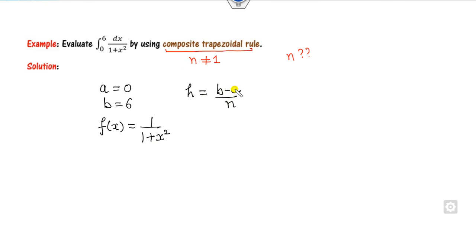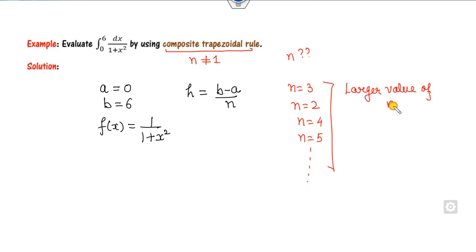So once it is not given to you, it is your choice whether you want to take n as 3 or n as 2, but make sure n is not equal to 1. Whether you want to take n as 4, 5 or 6 is your choice. Remember, when you take a larger value of n, you will get closer to the exact integration answer. But if you take n as 2, then n is very small, you will not get the exact answer. The error will be high.